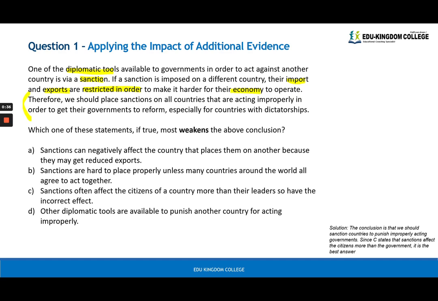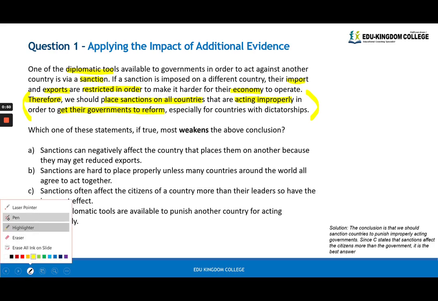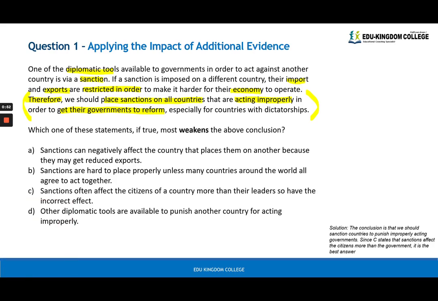Now, this is the main conclusion because it starts with the word therefore. We should place sanctions on all countries that are acting improperly in order to get their governments to reform, especially for countries with dictatorships. So the main conclusion is that these sanctions that they talk about should be placed on all countries to kind of punish them, right? Or punish the government for acting in a bad way. What would weaken this conclusion?